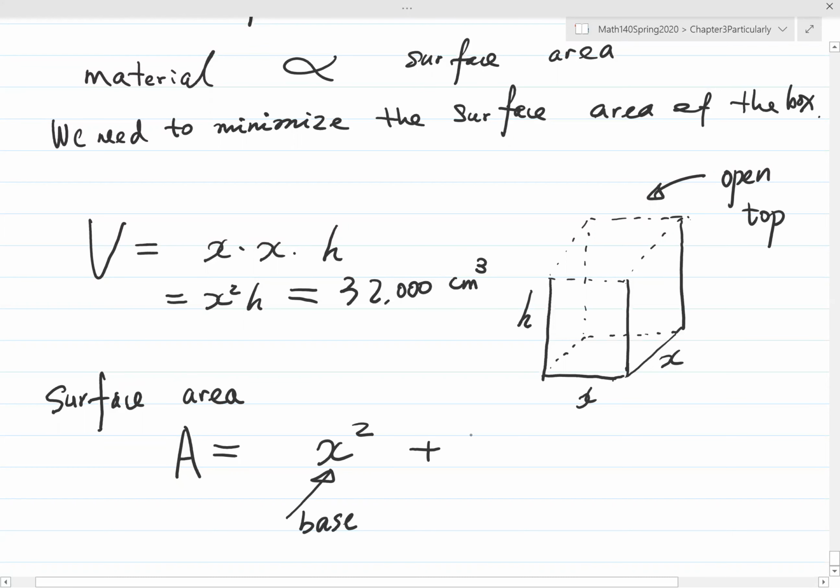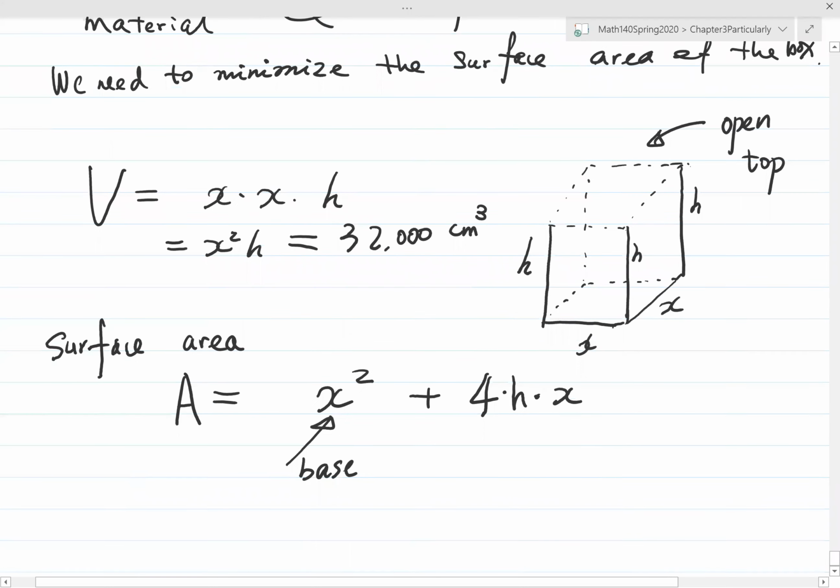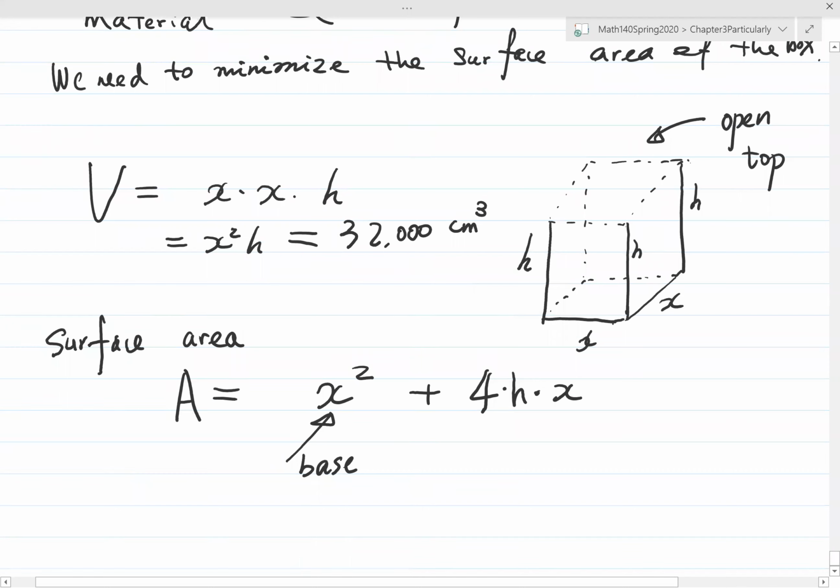Now the first side, what's the first side? Now this is h. You can find its area. The sides are the same thing by symmetry. The first rectangle is length times width, h times x. And then we have 4 rectangles: front, back, left, right. So we multiply by 4. So this is the area.